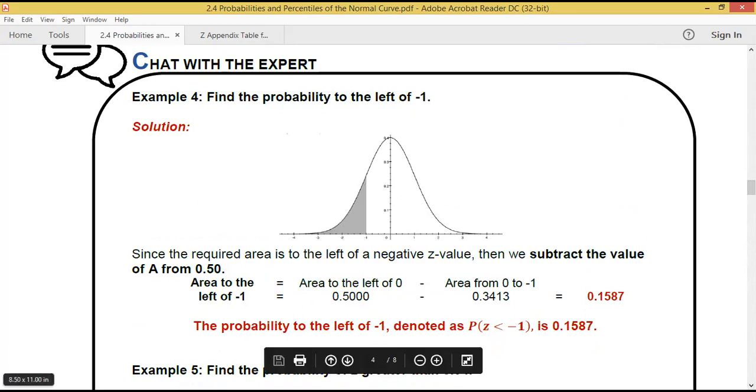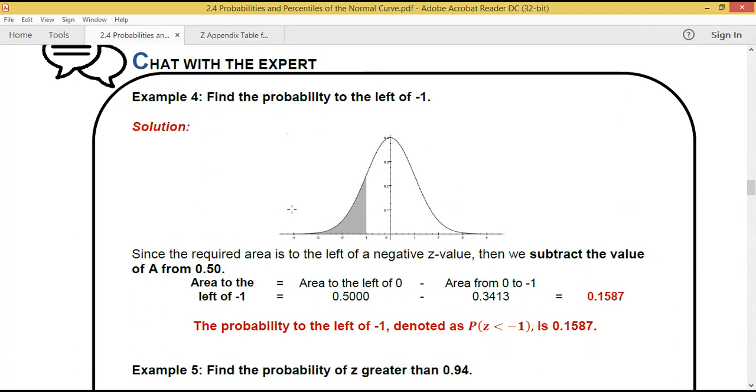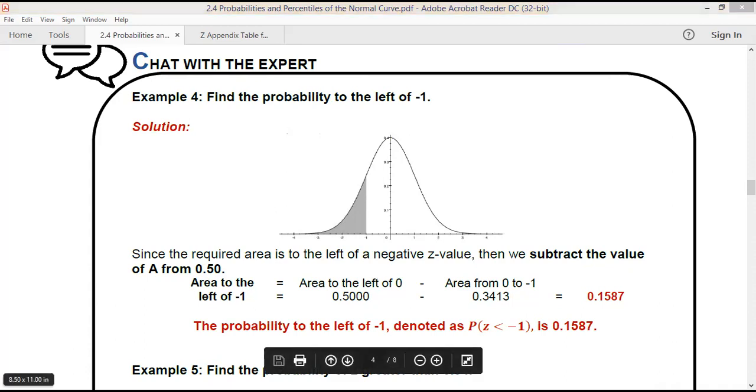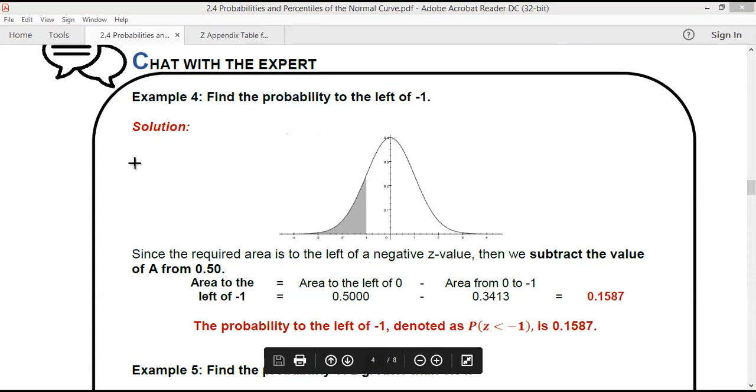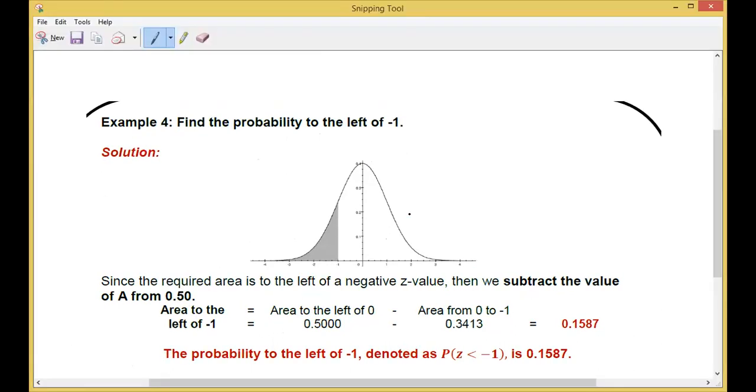Now let us go to example number 4. Find the probability to the left of negative 1. Now remember last time in rule number 2 and 3, this is negative 1 and we're going to the left. If we go to the left of negative 1, it will not pass by 0. Let me first snip that one. Remember that the area from 0 to a negative number is 0.5000. That is half of 1.